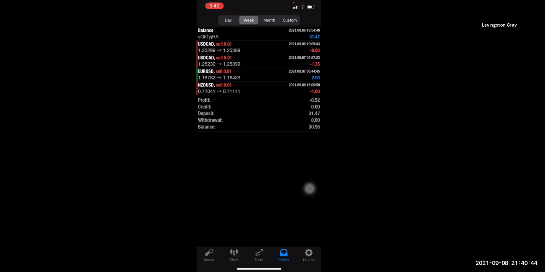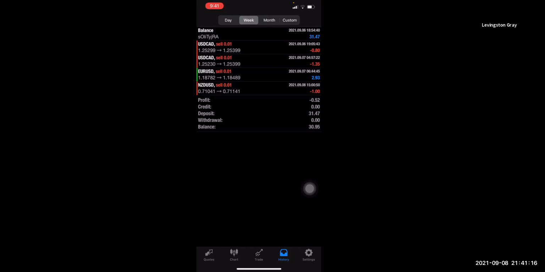So if we look at this, we can see that 3 of the trades that I took hit stop loss, and 1 of the trades hit take profit, which is the green. The green is telling you that you came out of the trade with profit. The red is telling you that you came out of the trade with a loss. The first loss we had was 80 cents. The second loss was $1.35. The third loss was $1, and then the profit that we had was $2.93.